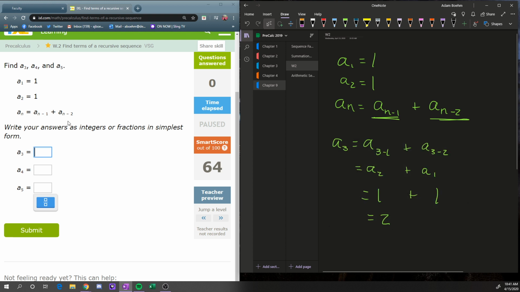Again, the subscript notation is, I'm guessing, where people are struggling with this. That's the number of the term. n minus 1 is the term before n. n minus 2 is 2 terms before n.